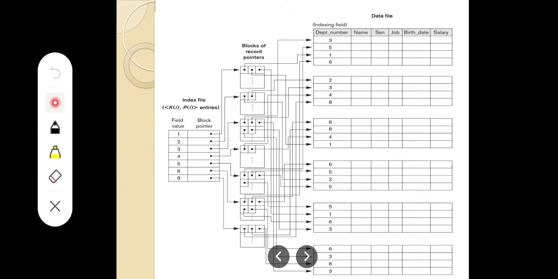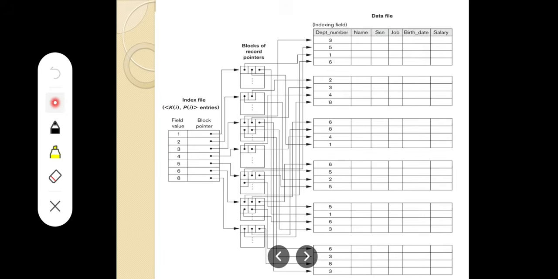Look here, 3. There are 3s. Any more 3? Yes. Second 3, then third 3, fourth 3. So four 3s are available. Here the values are repeating, so it is not a key field value. In that case, how can we modify this secondary index? That is the configuration that we are going to study now.